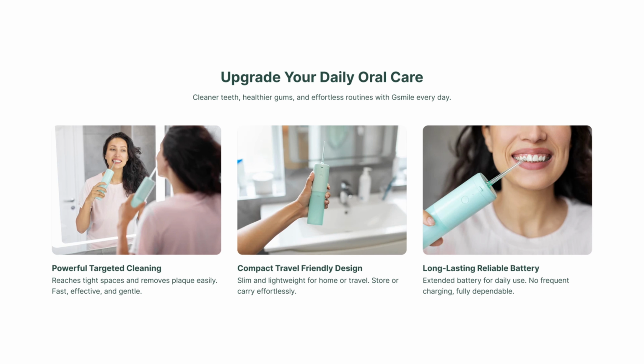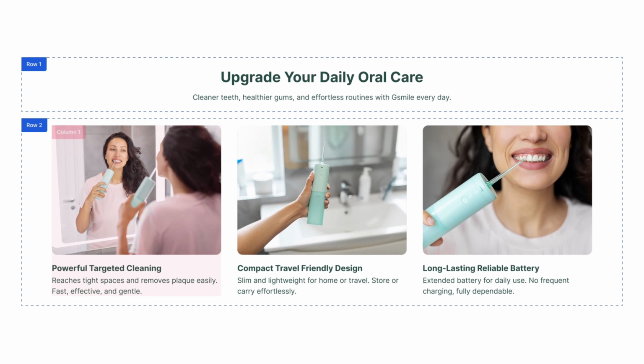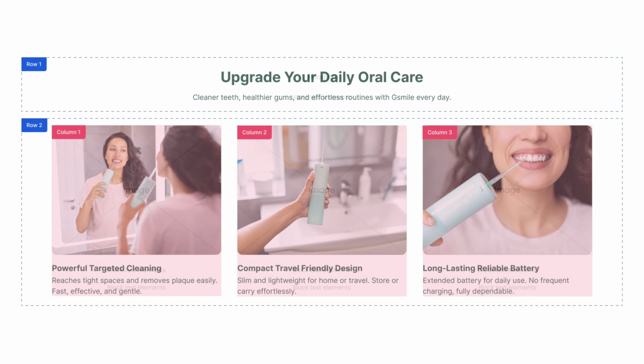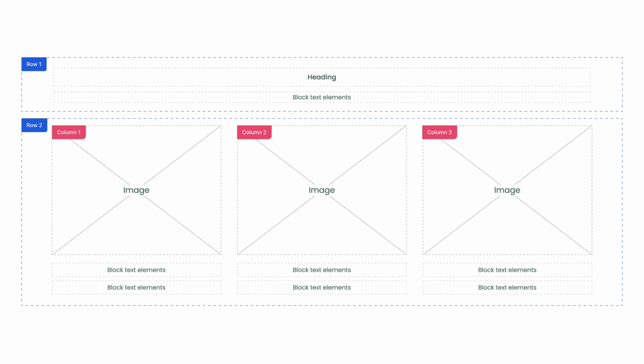Next, we'll analyze the product breakdown section. You can pause the video and try to visualize the structure of this layout. The first part is a row that contains text elements. The second part is a row with 3 columns. Each column includes an image and 2 text blocks. After removing the content, we can clearly see the elements needed to build the entire section.